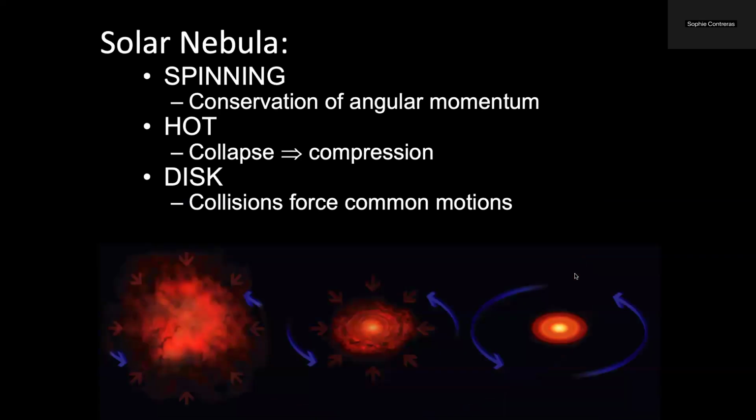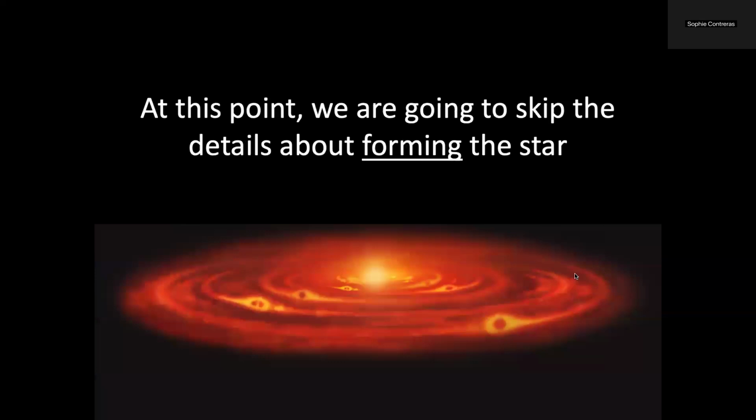So the solar nebula spins by conserving angular momentum. It gets hot because of conservation of energy. And the collisions within the disk force common motion. So you're less likely to bump into the person in front of you than you are to bump into someone crossing it. Okay. Well, that explains a lot of stuff that we've seen, right?